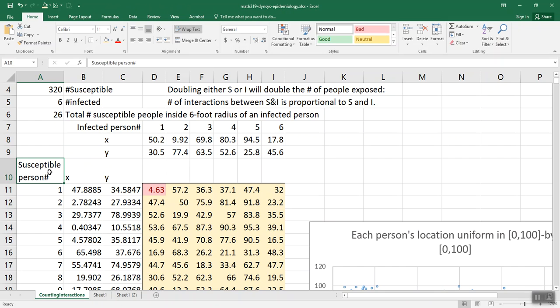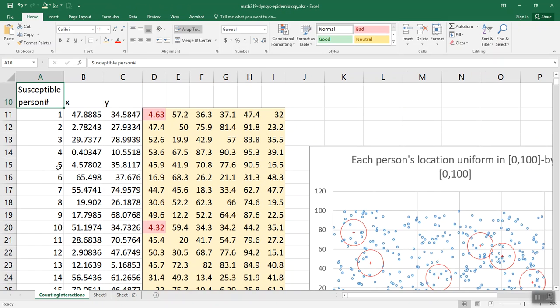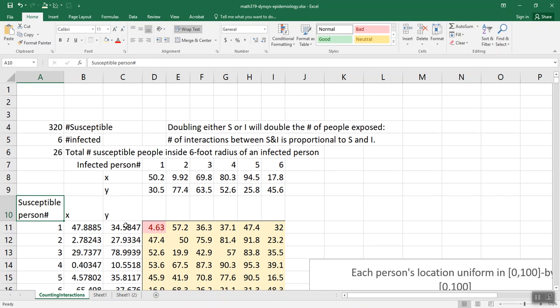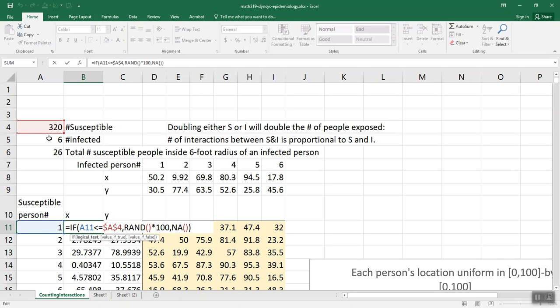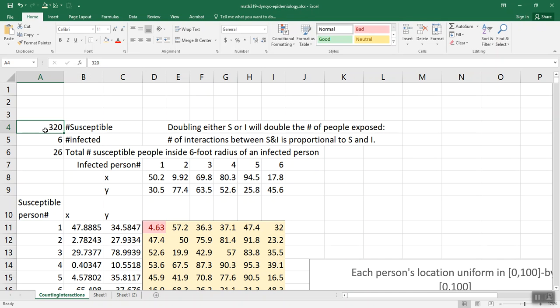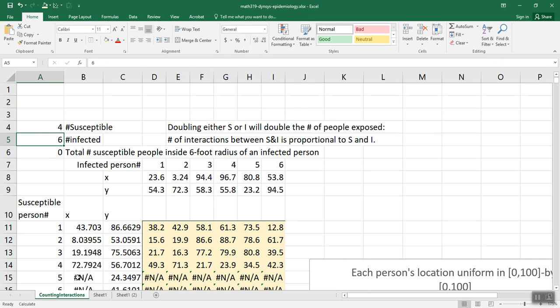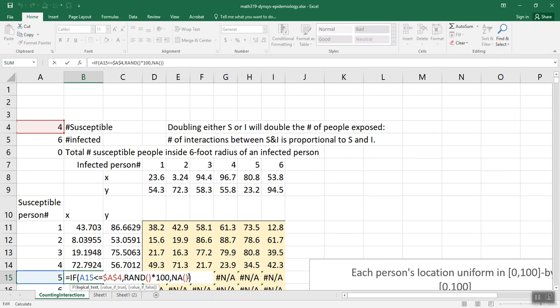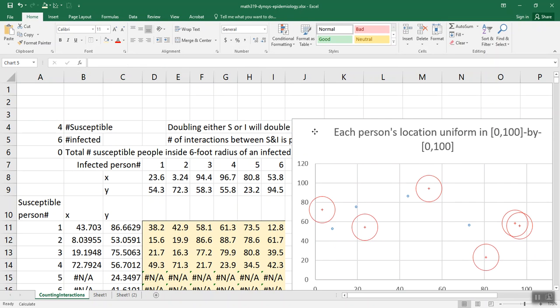So I've got a list of 1,000 susceptible people here, and the x and y coordinate for each. For example, the y coordinate is just a random number times 100, so it's a random number between 0 and 1, times 100, so it's between 0 and 100. The x coordinate is a little trickier. If we're on person number 1 and I want 320 people, then it does the rand thing. But if I'm farther, let me change this to like 4 people. If I'm on person number 5 and there's only 4 susceptible people, then it gives me an NA, so that dot doesn't show up on the graph here.